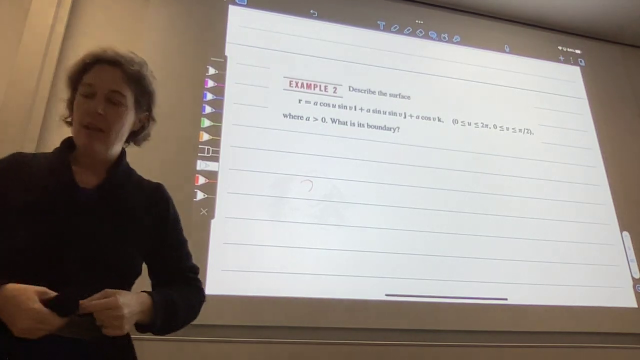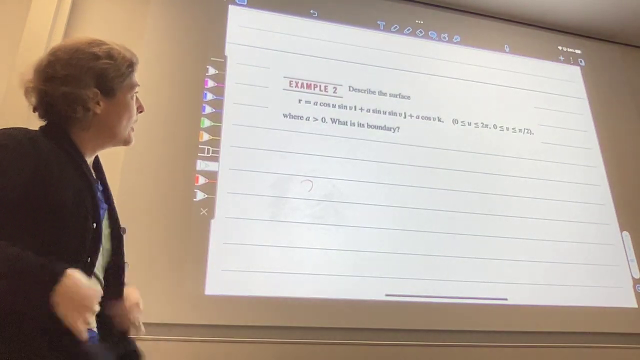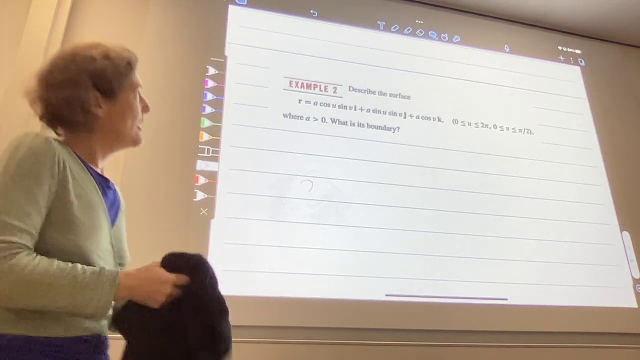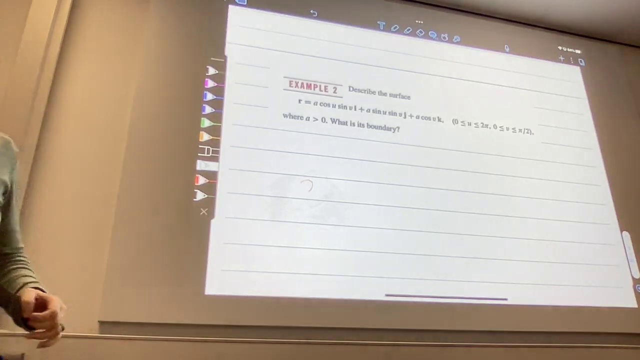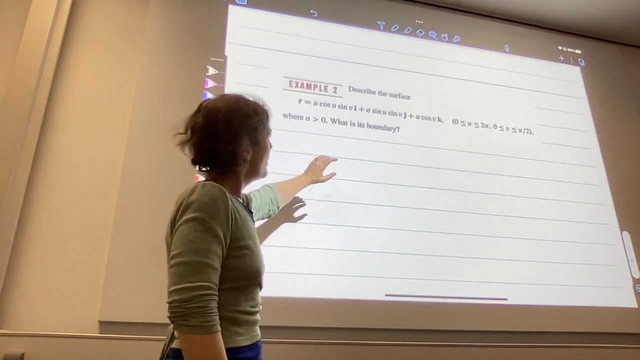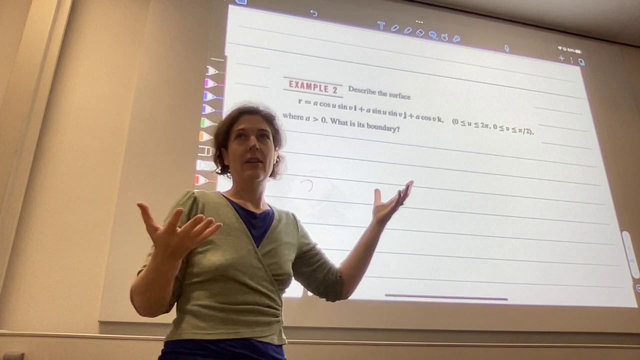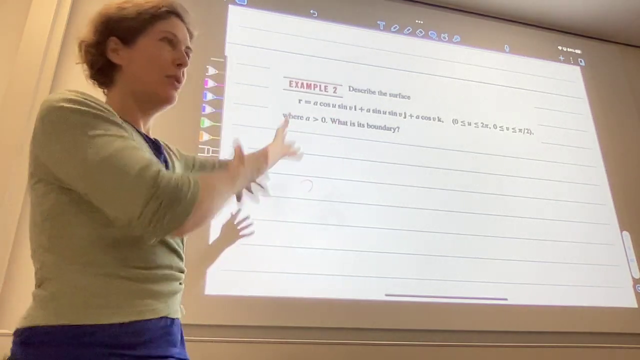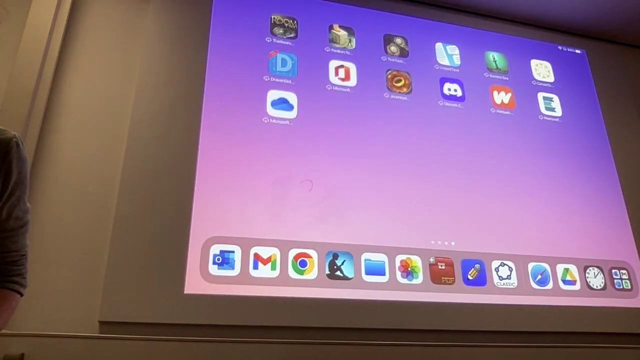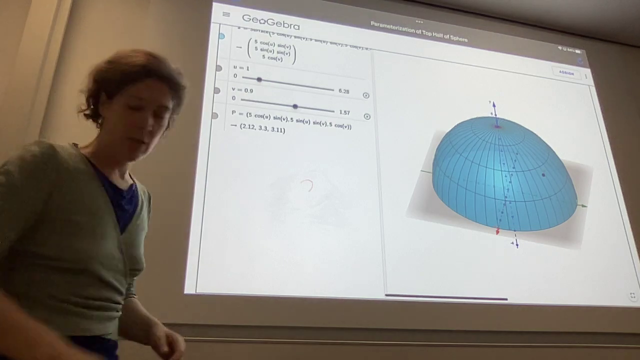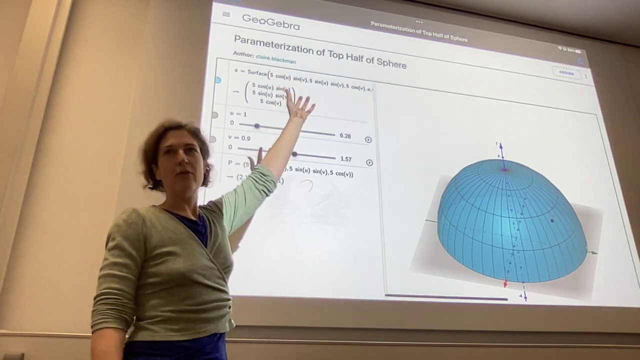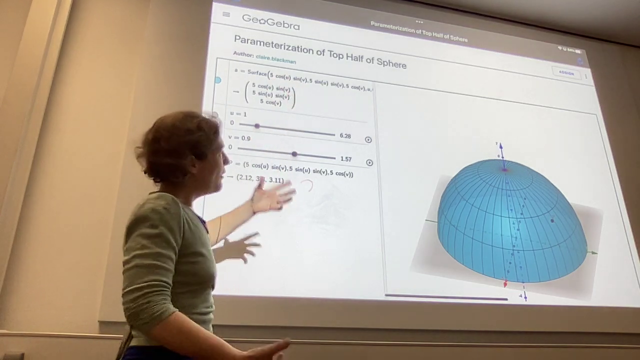So here we have a surface, A cos U sine V in the X direction, A sine U sine V in the J direction, and A cos V in the K direction, and A is just some constant. And what we want to ask is, what does this surface look like? I'm not going to, in this course, ask you to just tell me what that surface looks like. I'm going to, instead today, head straight to GeoGebra and show you how this parameterization works. So there is my surface, and I've just made A equal to 5 so that we could see it clearly. So how are these parameters working?